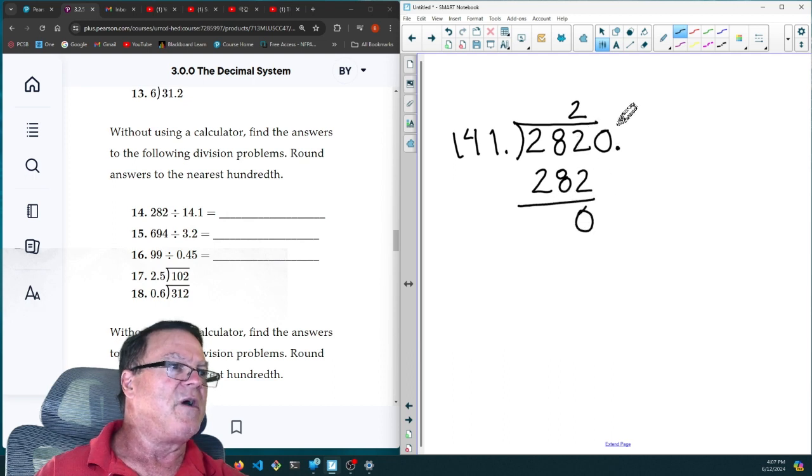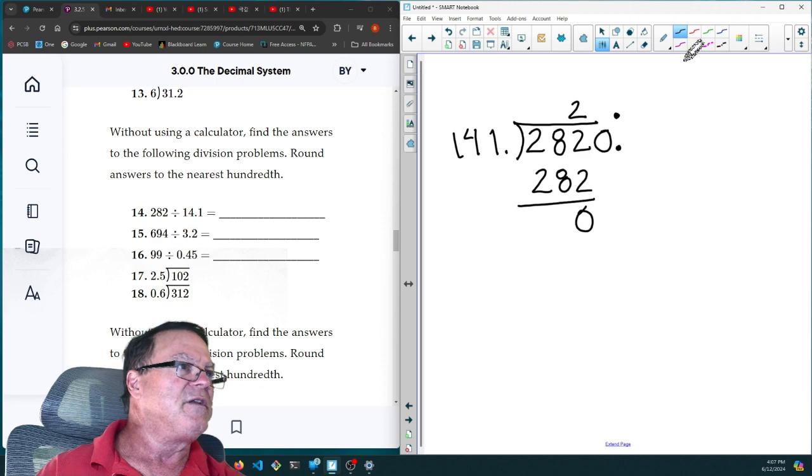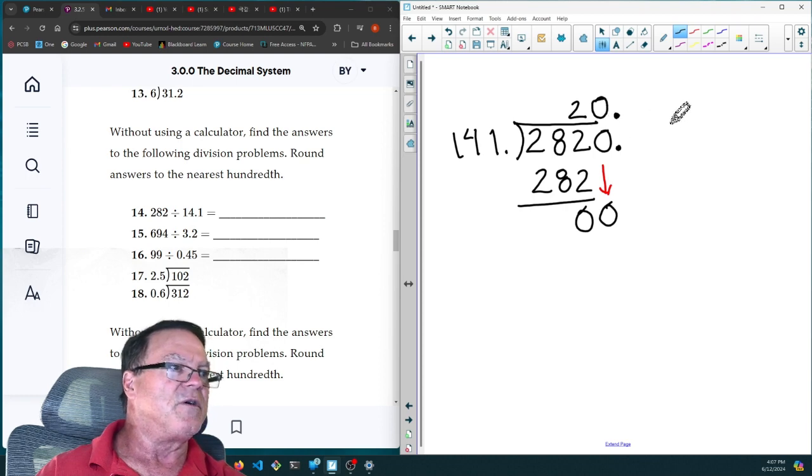Subtract, we get 0. Now, be careful. You want to make sure you put your decimal point straight above the decimal point in your dividend, and then you bring down the next digit, which, of course, is 0. So 141 doesn't go into 0. We're going to write a 0. Our answer is 20.